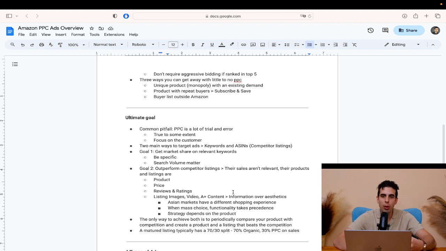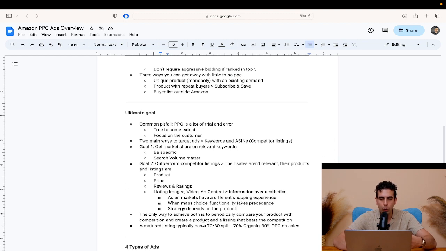What people prefer varies very differently from person to person. But the information, everyone can agree on. So the only way to achieve, now coming back to those two goals, the only way to achieve these two goals is if we periodically compare our products with the competition and see if we're out-competing them when it comes to our product and our listing. So we constantly have to work on our products.